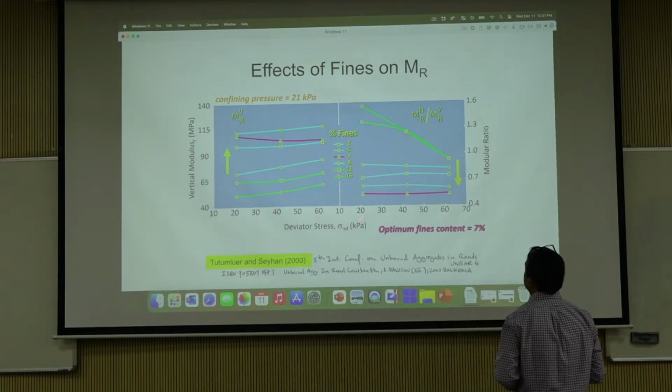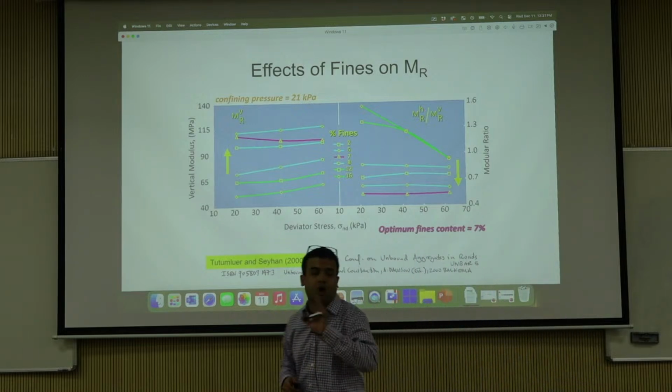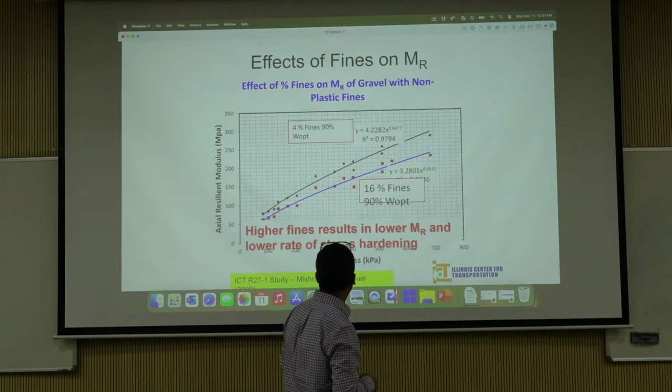This is something related to modular ratio. I'm going to skip this for today. We're going to talk about anisotropy later. I don't want this to get lost into anisotropy. This is another thing.